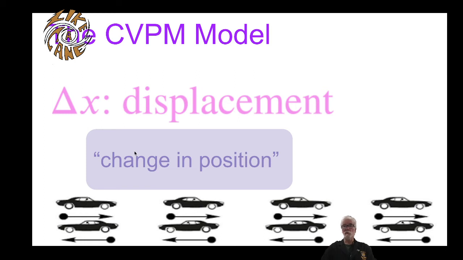Positive displacement means the object moved in the forward direction, like the train in the first graph. Negative displacement means that the object moved in the backwards direction, like the train in the second graph. So displacement can have a positive or a negative sign depending on if the position is increasing or decreasing over time.